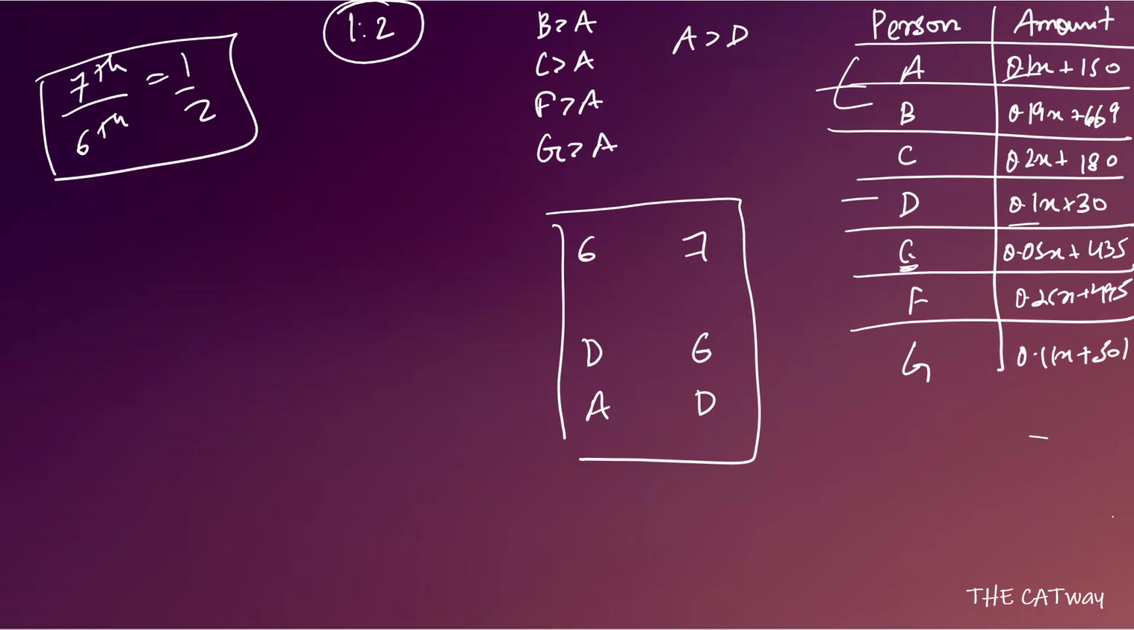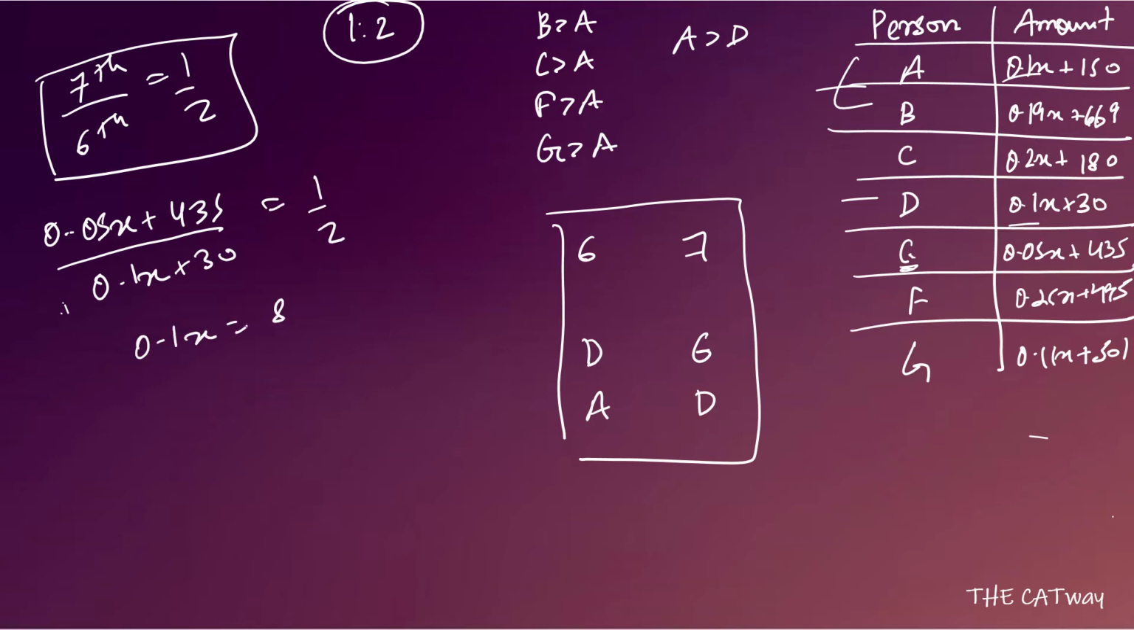Now we will check if E is 7th and D is 6th. So let's place E as 7th. In the numerator it will go 0.05x plus 435, and D will go at the 6th position, so in the denominator he gets 0.1x plus 30, equal to 1 by 2. From this we have 0.1x plus 870 is equal to 0.1x plus 30. The 0.1x cancels, and 870 is equal to 30, which is nothing. So this case is also not possible.